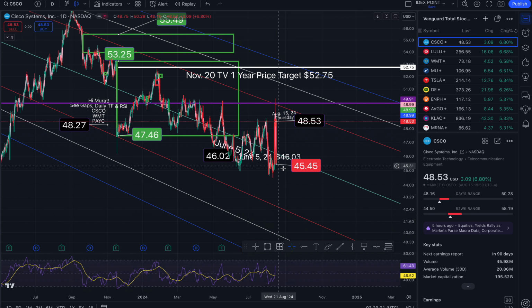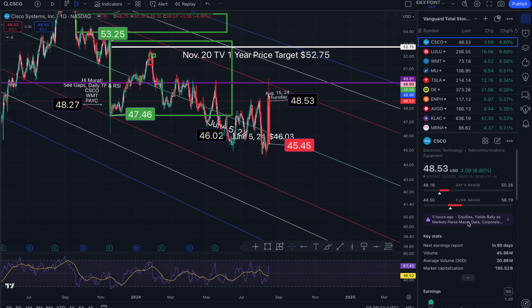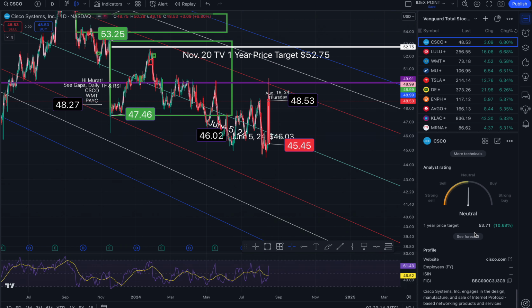And then if we are here, back to the middle of the trend, is going to take us to 46.23. And then down here, roughly 42.59. The 1-year price target is 53.71, which represents a 10.68% return from where we are.